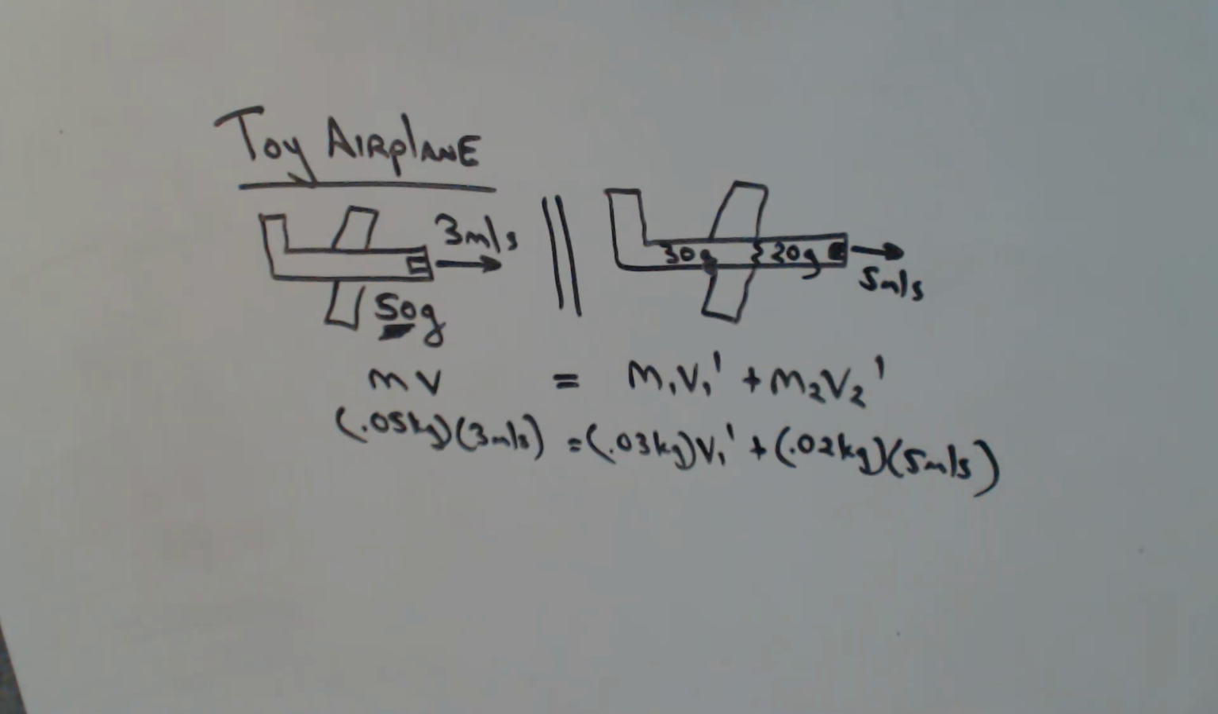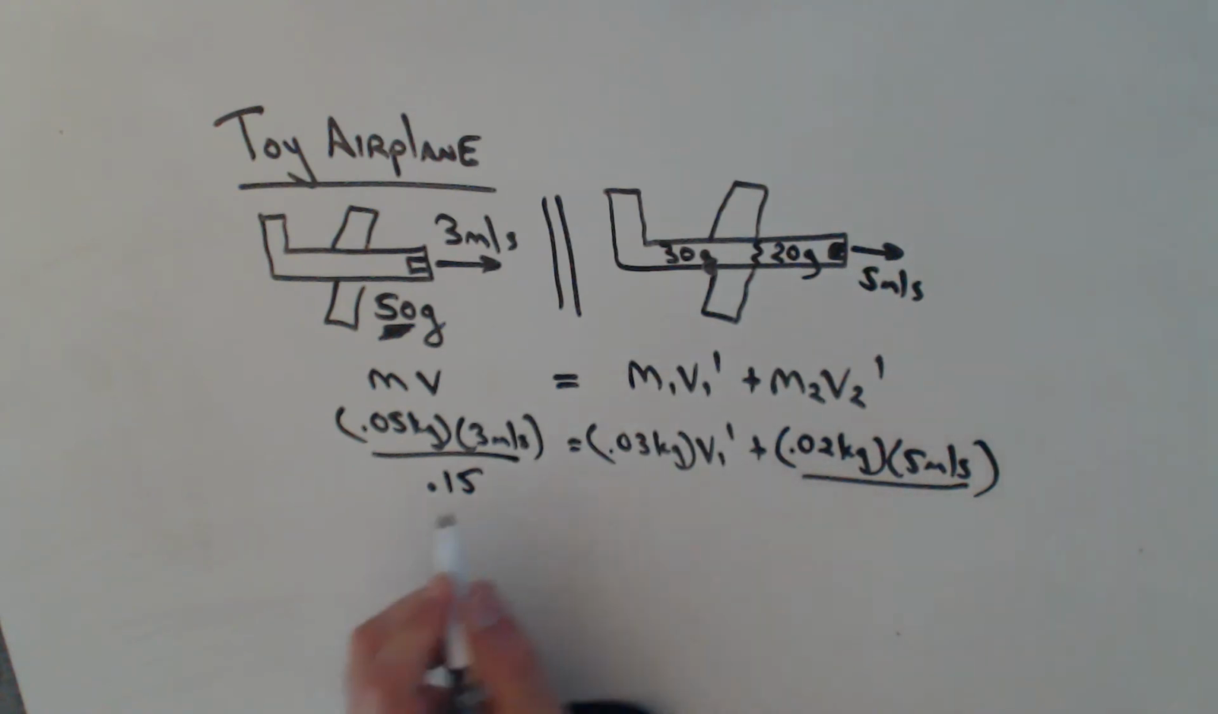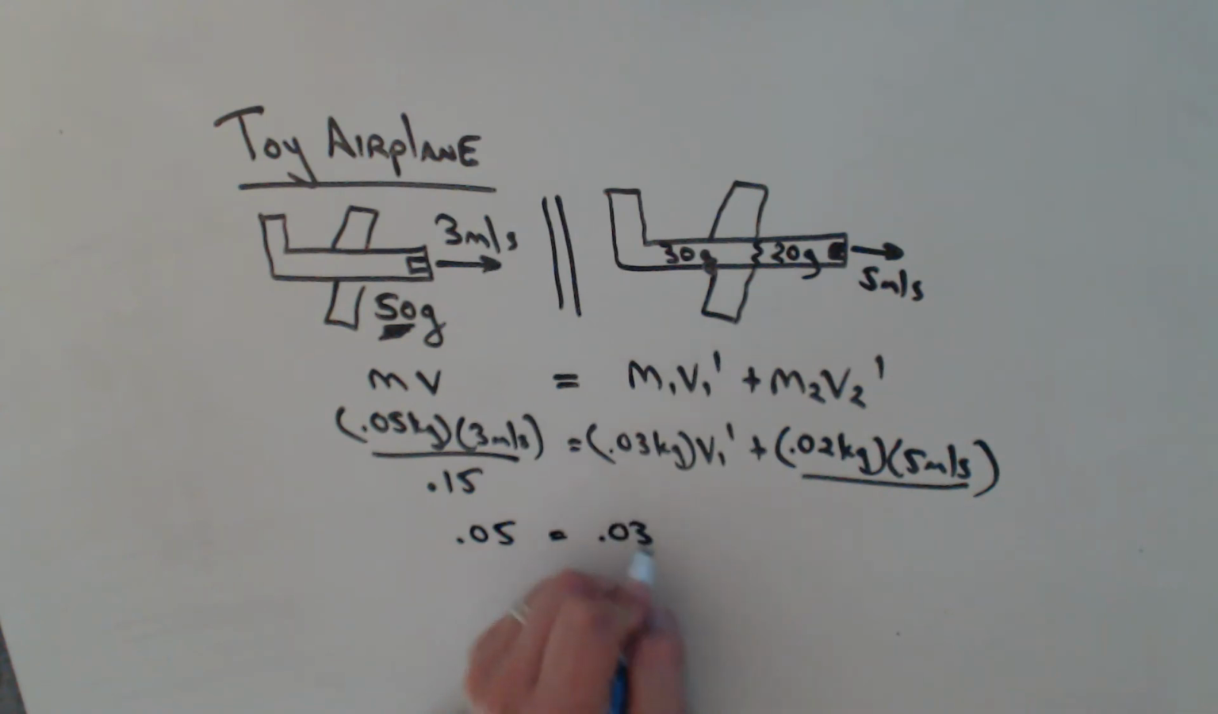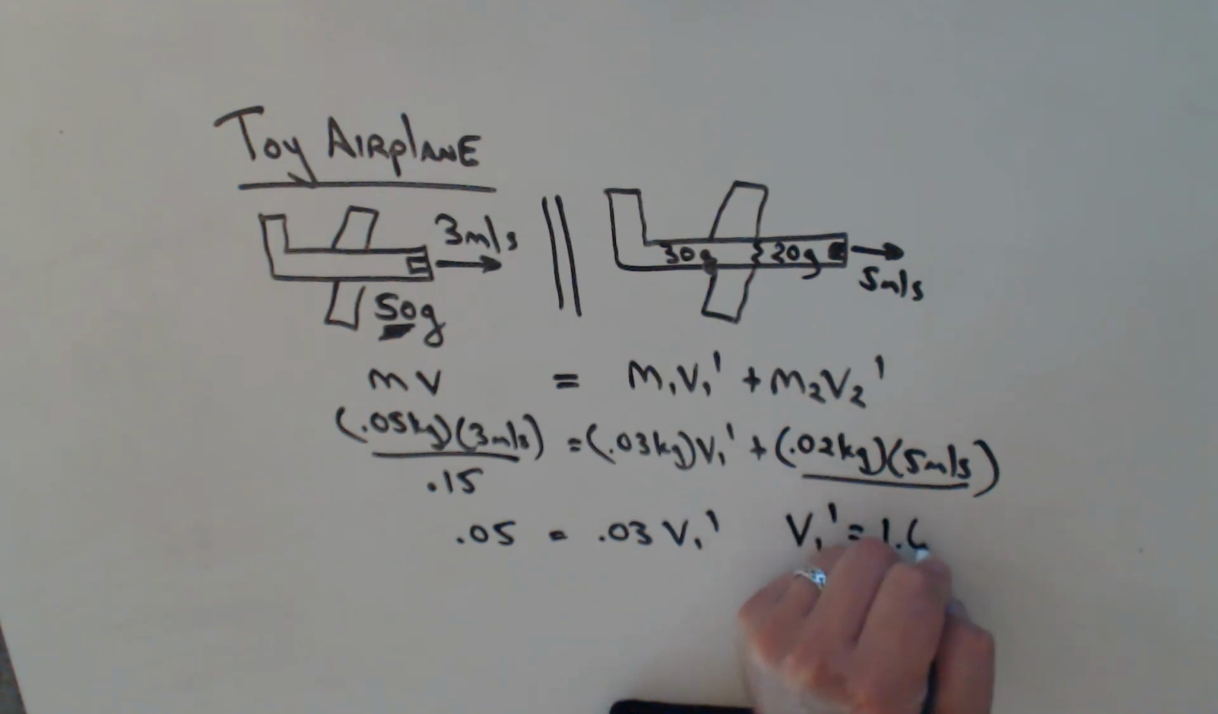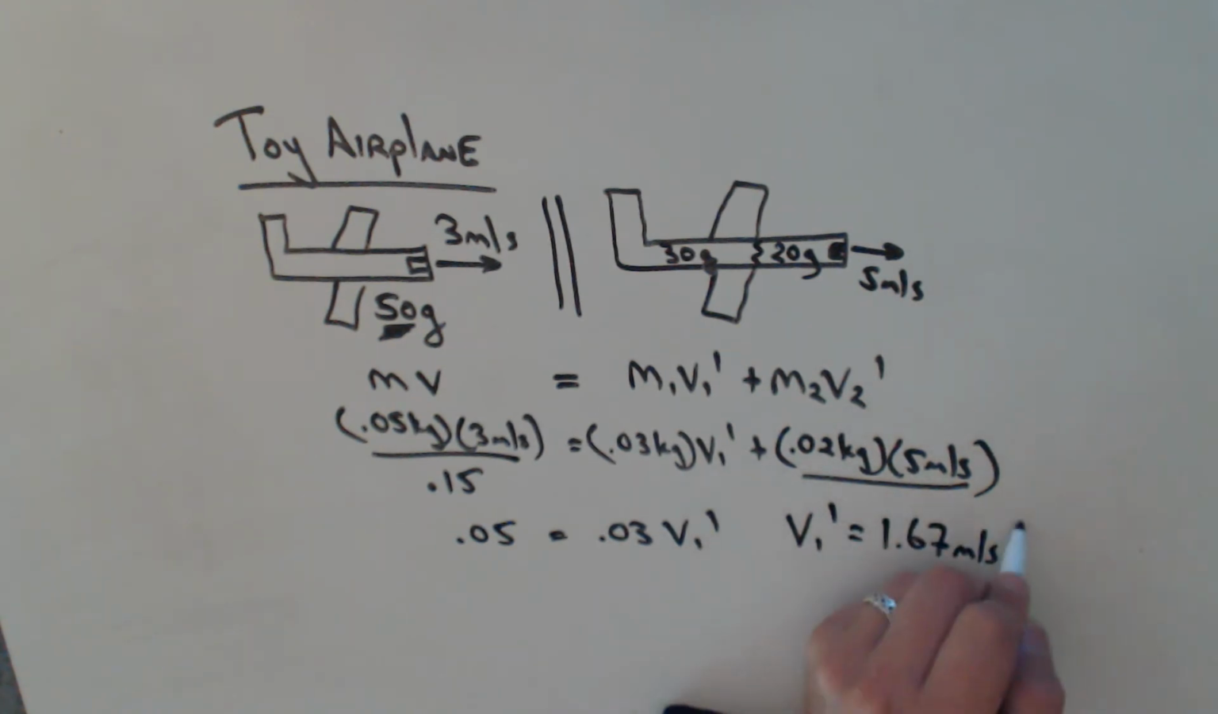So I'm going to do 0.05 times 3 minus this term. So this term here was 0.15, 0.02 times 5. So when I subtract that over, I get 0.05 equals 0.03 v1 prime. Divide 0.05 by 0.03, and I have v1 prime equals 1.67 meters per second.